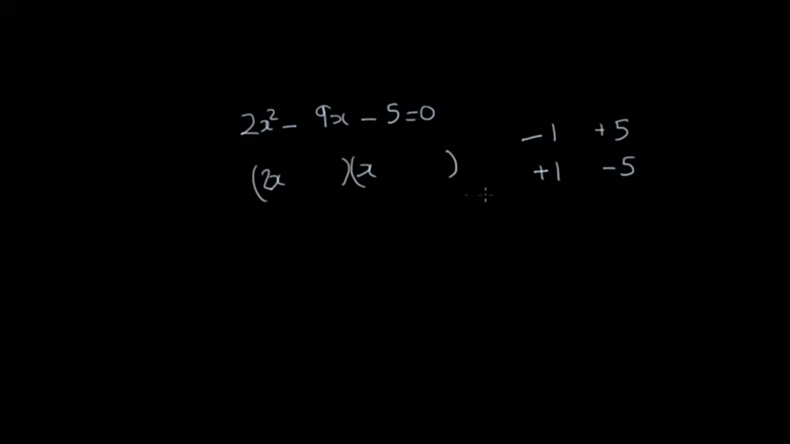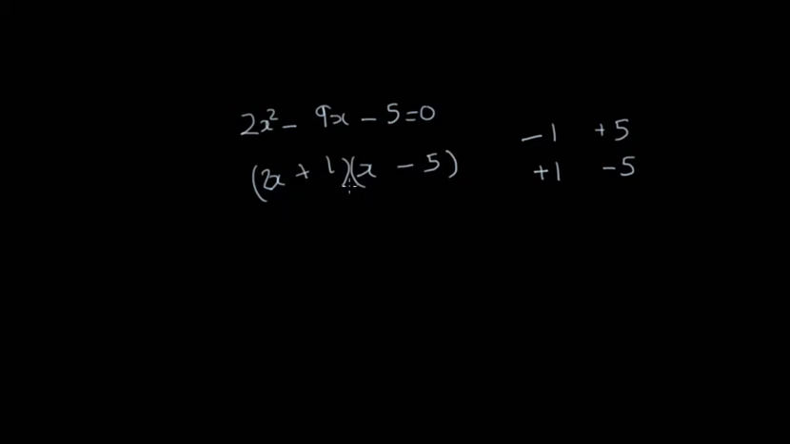So let's think about it here. Let's think 2 times minus 5 is going to be minus 10. Plus 1 is going to give us minus 9. So let's put that in here. So minus 5 here, and plus 1, because we've got 2 positive and a negative multiplied together gives a negative.